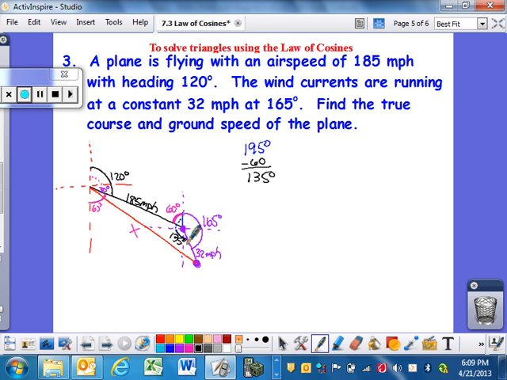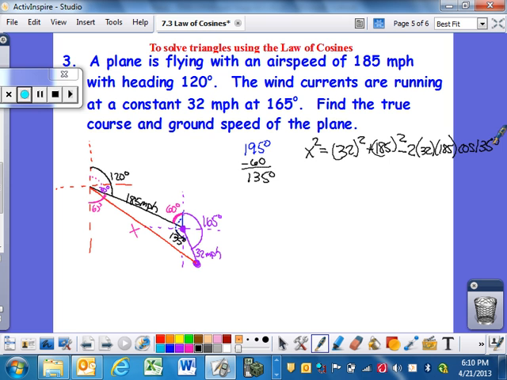Alright, it gets quite messy. But why is that nice? Because now I can do my law of cosines and find my x. So I want to find x. X squared equals, okay? If you go back to your law of cosines formulas, it's going to be the other two sides. So 32 squared plus 185 squared. Alright? Minus 2 times those two sides again. And then cosine of 135. I hope you can see that on there.